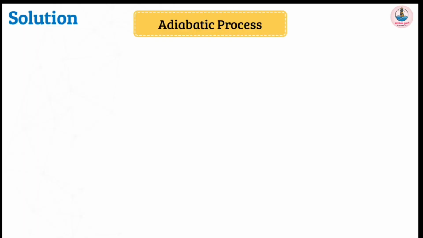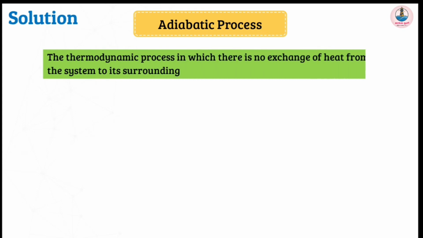Before telling you the answer, I am going to tell you what all these processes mean. If you know about these processes, you will automatically know the answer. What is an adiabatic process? Adiabatic is a thermodynamic process in which there is no exchange of heat from the system to its surroundings.